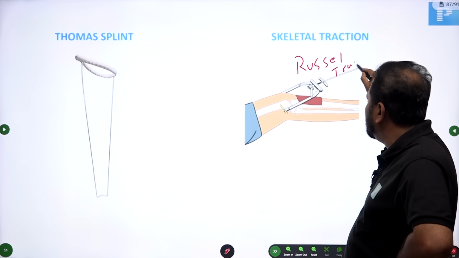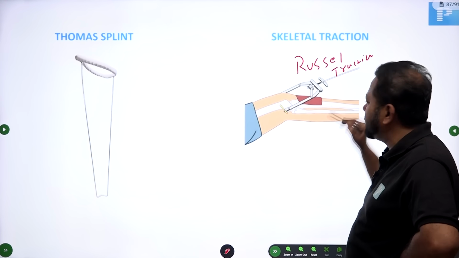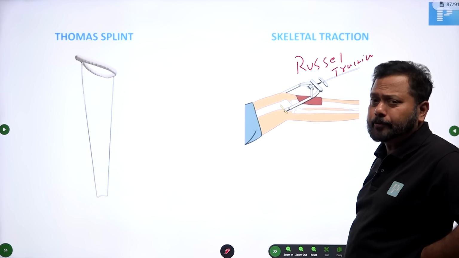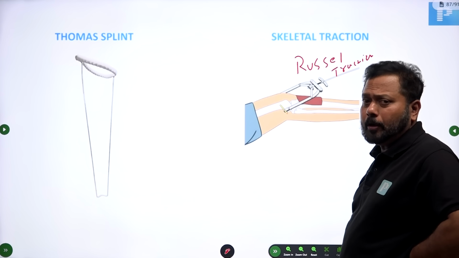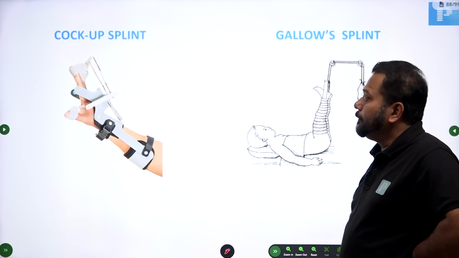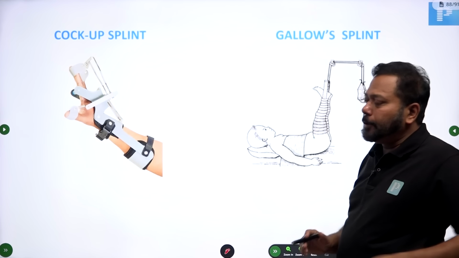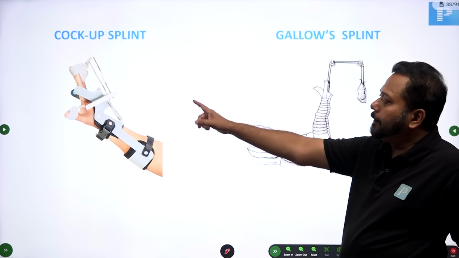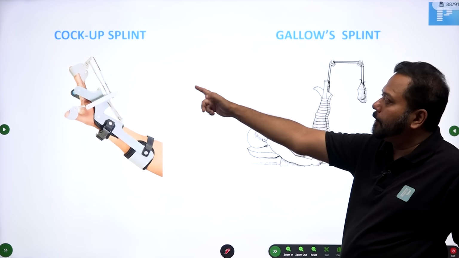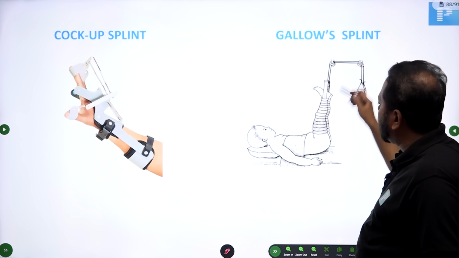Skeletal traction is otherwise called Russell traction. Names are very important, dear friends. Nowadays they are asking a lot of named MCQs. Skeletal traction is otherwise called Russell traction. Then comes the cock-up splint. This is for wrist drop, and the spring is there, so this is called a dynamic cock-up splint. And this is called a gallows splint.